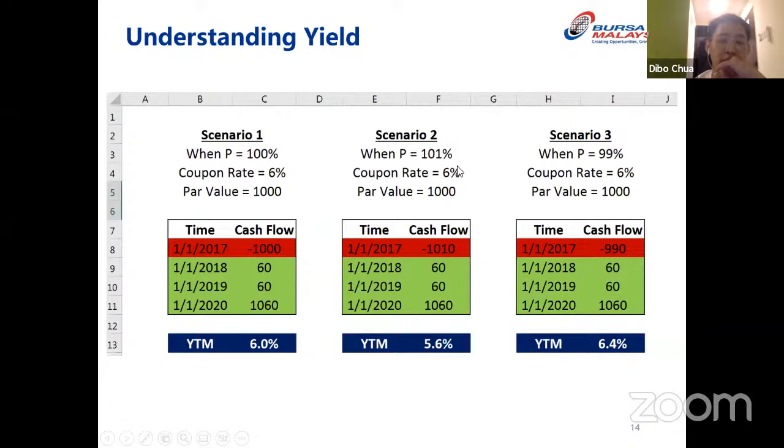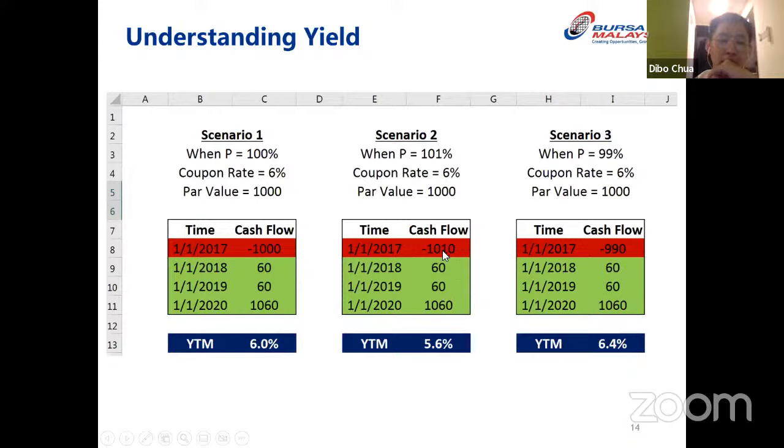As you can see, right now it's a premium. If you look at 6%, 1,000 ringgit, the YTM is actually lower. Yield to maturity is 5.6%, because this YTM is calculated as if at this price you invest into it, only the time right now you buy into it.